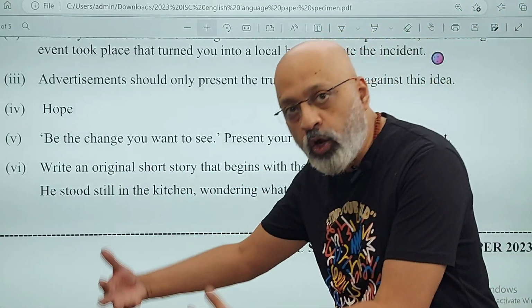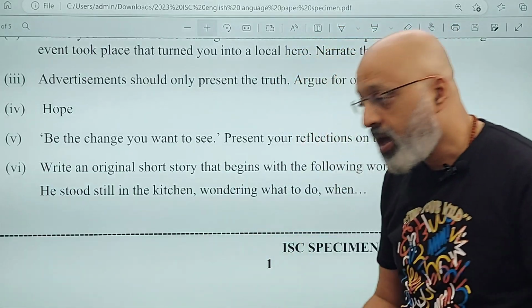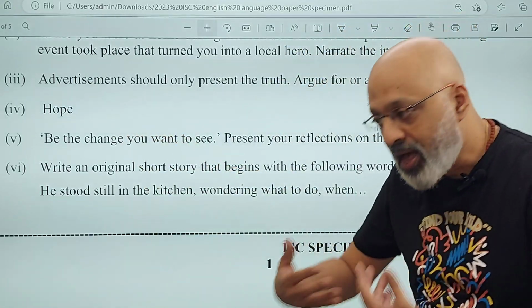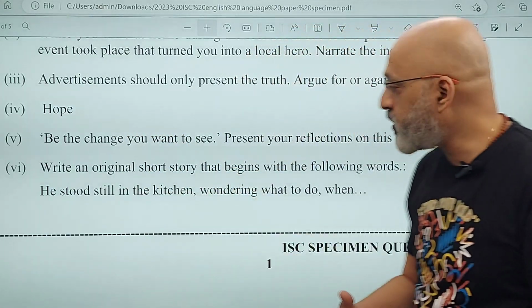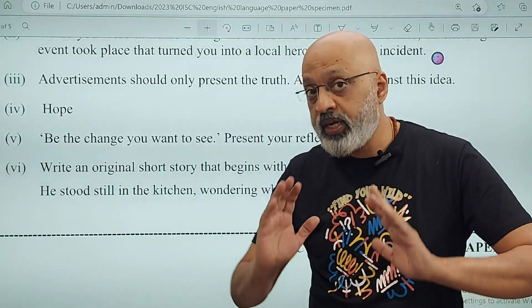And only then you can take on from there and talk about why Mahatma Gandhi said that, in what context, and what did he mean by it, and what are the implications of a quote like this, and how does it work in a situation like this. Present your reflections on the statement.